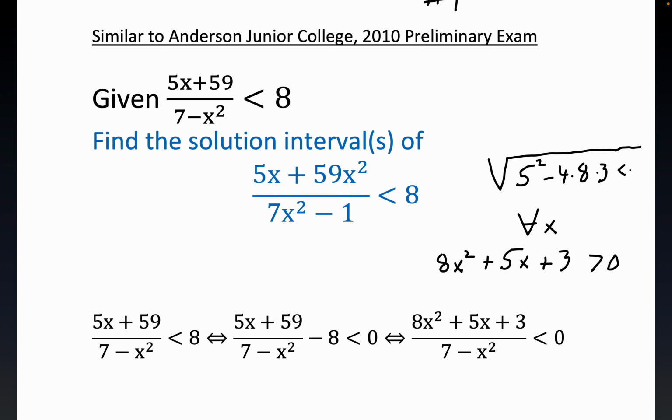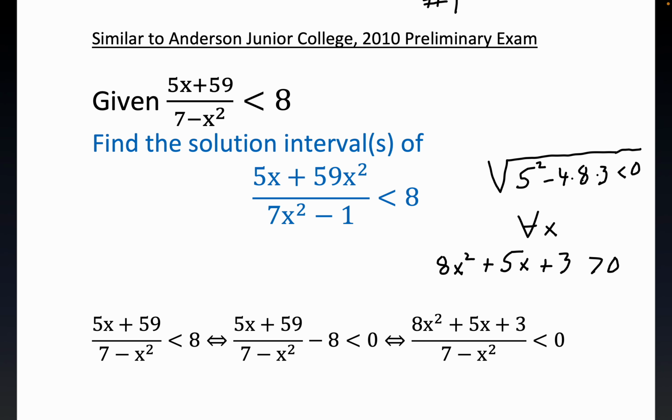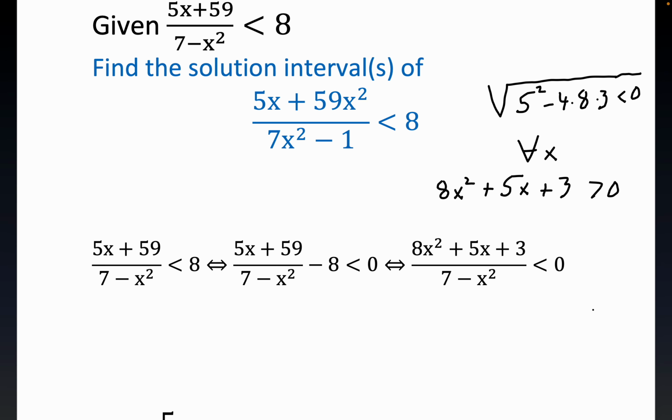This object right here. 5 squared is 25. 4 times 8 times 3 is what? 32. 3 times 32 is 96. 25 minus 96 is a negative number. Okay, so owing to the fact that there are no real solutions to this, and this is a positive parabola that points up, we know that this is true. All right. Now, why is that useful? Well, because we get some fun.